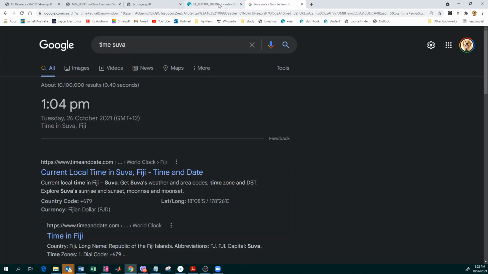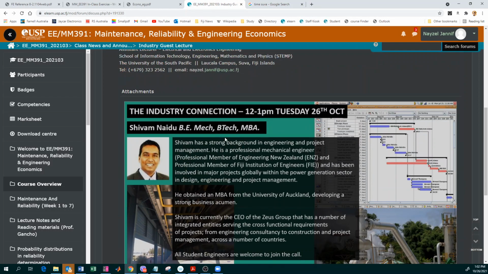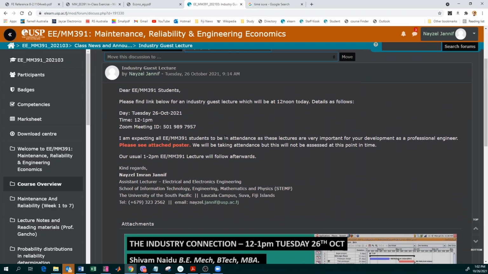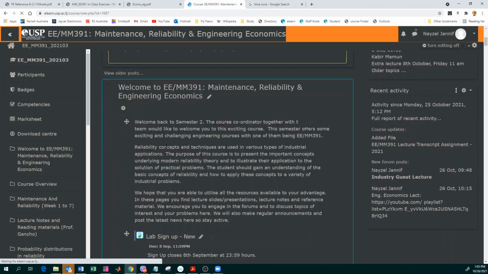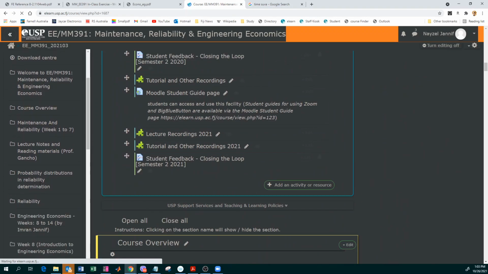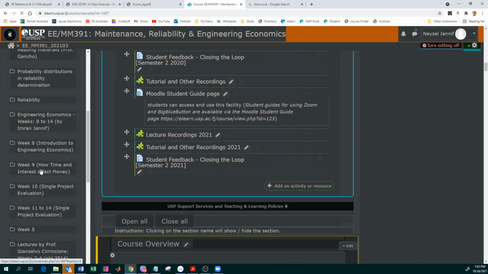Now, I'm not sure if any of you were able to attend this particular guest lecture, but it was very important for you as final year students to have some engagement with the industry. Let me introduce you to the 10% assignment, and I will make a Moodle announcement for that.